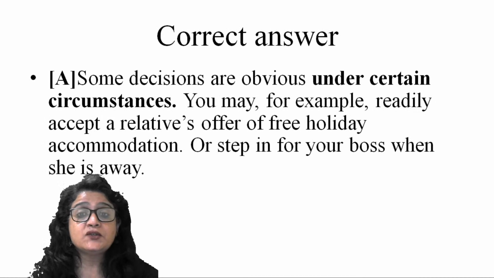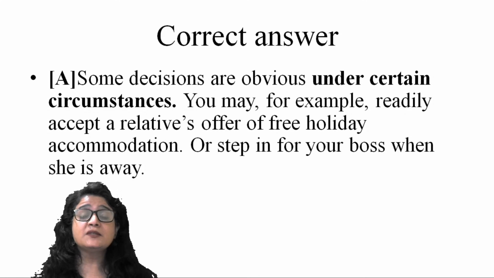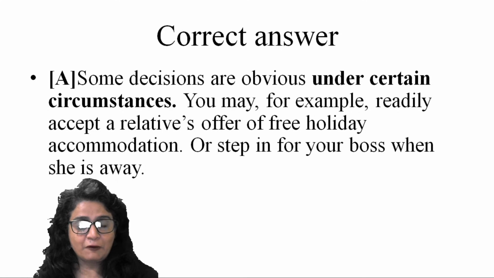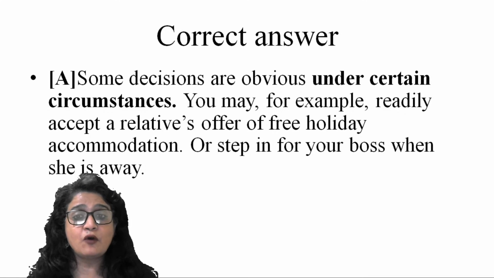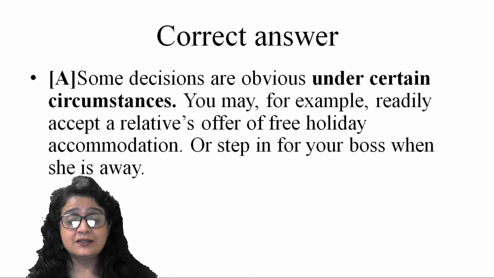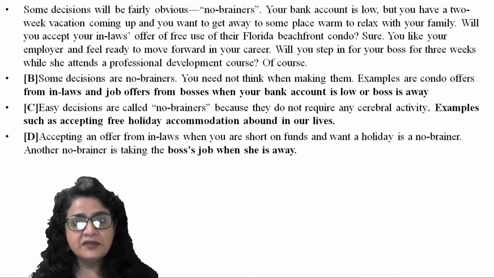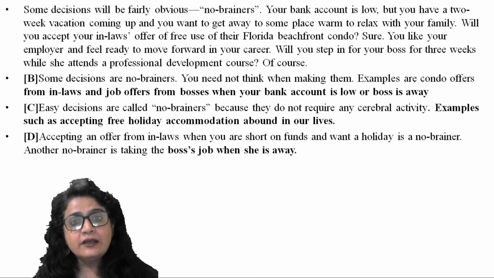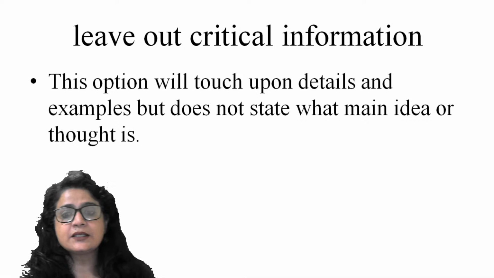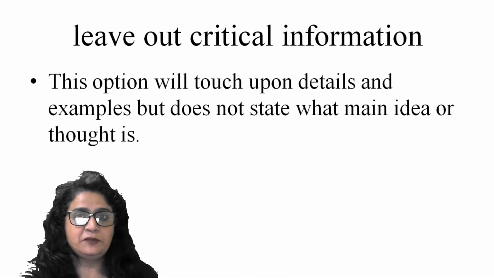The correct answer is: some decisions are obvious under certain circumstances. So the author has clearly stated these circumstances make these decisions no-brainers. They are not no-brainers in all circumstances. Right? So you may, for example, readily accept a relative's offer of free holiday accommodation or step in for your boss when she is away. Alright, so under these circumstances, these decisions are no-brainers. So if you understood the author's intent here, you wouldn't have missed the important details. The important details clearly guide you that this option is not my summary, because it is not capturing the main detail. So always eliminate those options which are omitting critical information of the paragraph.